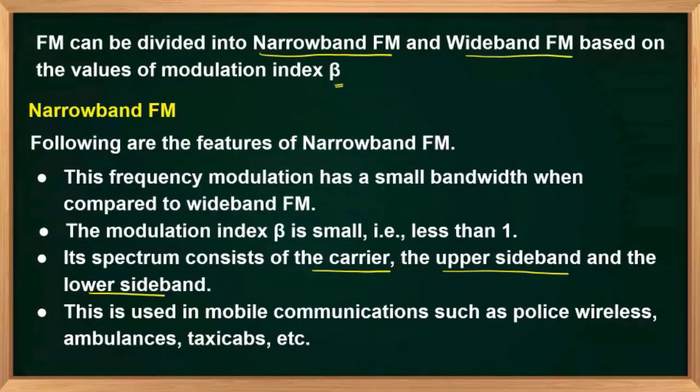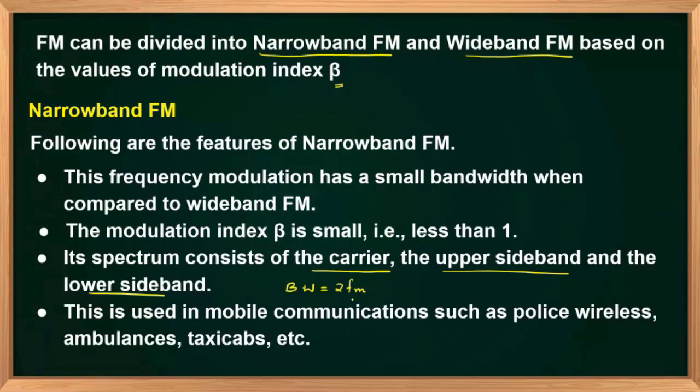You can compare this with AM. It is just like an AM signal with only two sidebands, the upper and lower sidebands. So it consists of carrier, upper sideband and lower sideband. So narrowband FM is an FM modulation scheme in which beta is smaller than unity. This is used since its bandwidth is very small. Bandwidth can be calculated. It is equal to the bandwidth of AM, which is 2 into FM. 2 FM is the bandwidth of the narrowband FM.